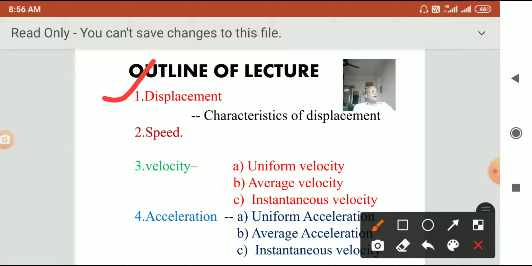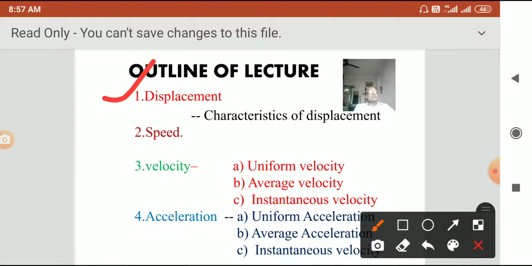Displacement is defined as the change of an object's position that occurs over a time interval. Displacement is a vector quantity as it possesses both magnitude and direction. Now, in order to get a clear idea about displacement, consider an object that moves along a straight line.